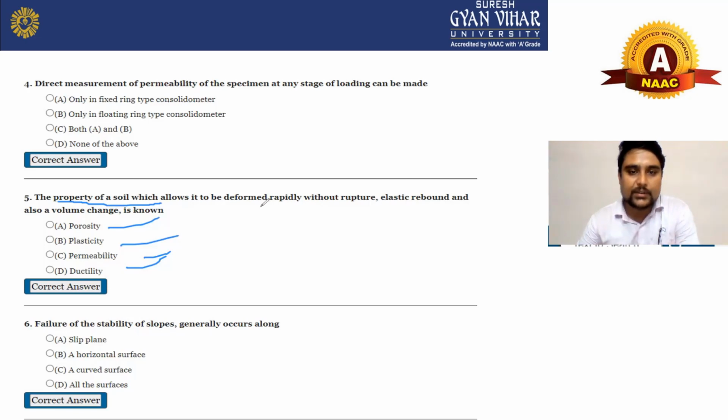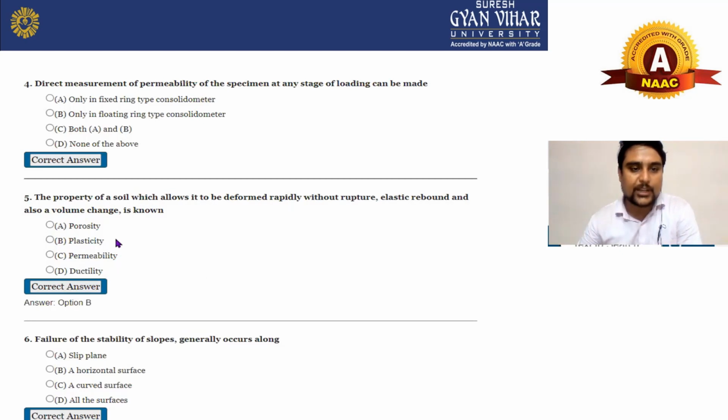And here it is given rapidly without rupture. Means your soil can be molded or rebound in any shape. Then it will be your plasticity here. Right answer will be plasticity. As you can see here, B is the plasticity. Now come on the next question.